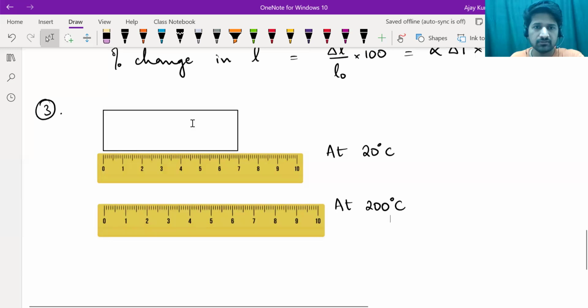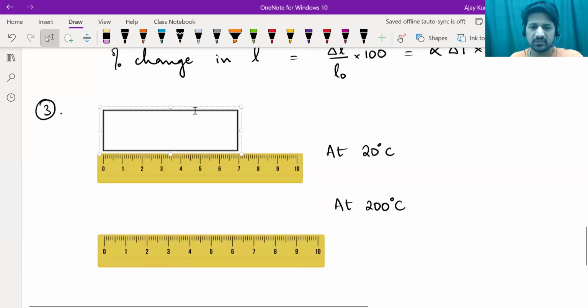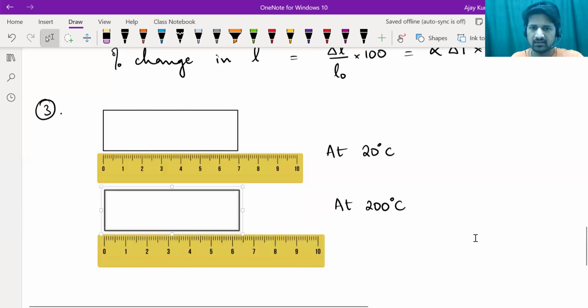Now, if you check the length of the same rectangle using this scale, it's the same scale, but it's used at a different temperature. That's all. It will definitely show you a reading less than 7 centimeters. It's showing approximately 6.3, 6.4. So, based on the temperature at which the scale is used, you may get correct readings or wrong readings.